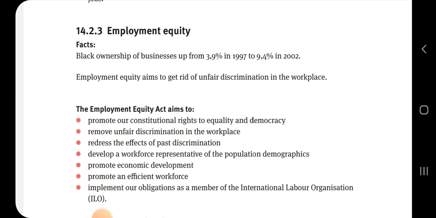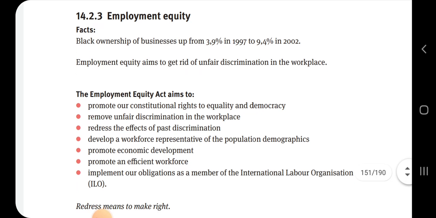Equity means equality. So black ownership of businesses: they wanted to improve the number of black people who owned businesses from 3.9% in 1997 to 9.4% in 2002. They did that through giving them access to capital or assistance in the form of cash. So employment equity aims to get rid of unfair discrimination in the workplace.